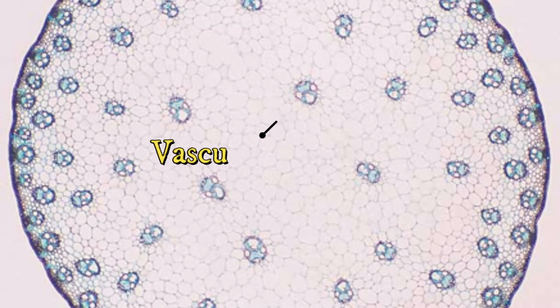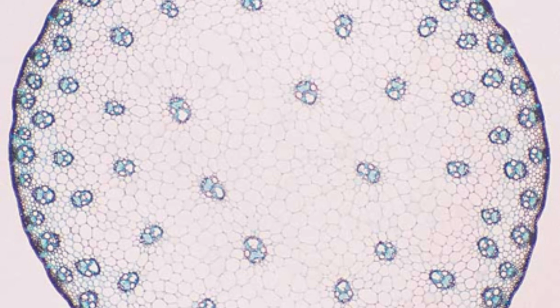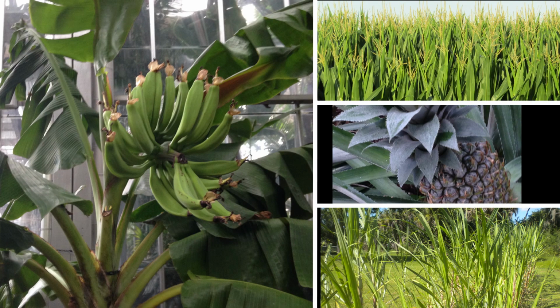Monocots have vascular tissue scattered throughout the stem cross section, but form an organized ring in the root surrounding pith tissue. Example monocots include grasses, orchids, true lilies, and palms. Foods such as cereals, rice, corn, sugarcane, bananas, and pineapples are all examples of monocots.